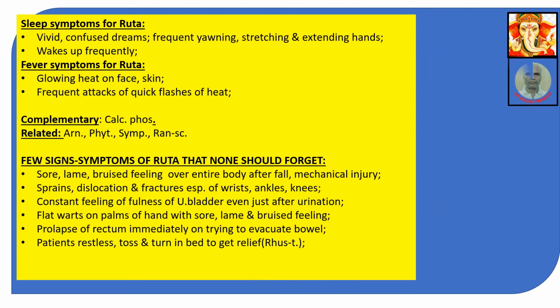Sleep symptoms of Ruta: vivid, confused dreams, frequent yawning, stretching and extending hands. Wakes up frequently. Fever symptoms of Ruta: glowing heat on face, skin, frequent attacks of quick flashes of heat. Complementary: Calcarea phos. Related: Arnica, Phytolacca, Symphytum, Ranunculus scleratus.